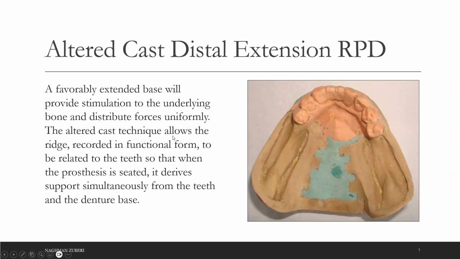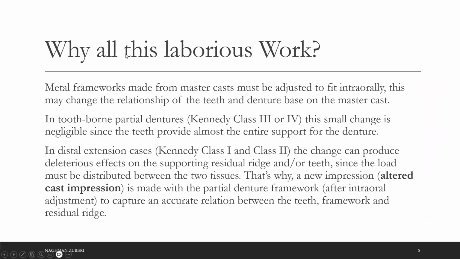The altered cast technique allows the ridge recorded in functional form to be related to the teeth so that when the prosthesis is seated, it derives support simultaneously from the teeth and the denture base. Why do we take all this trouble? Why all this laborious work? Metal frameworks made from the master casts must be adjusted to fit intraorally, and that may change the relationship of the teeth and denture base on the master cast.